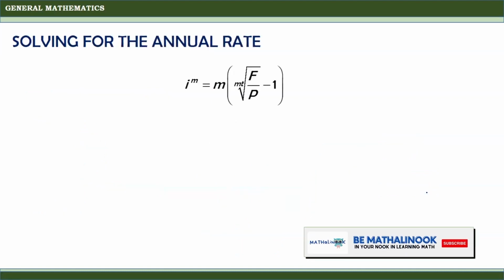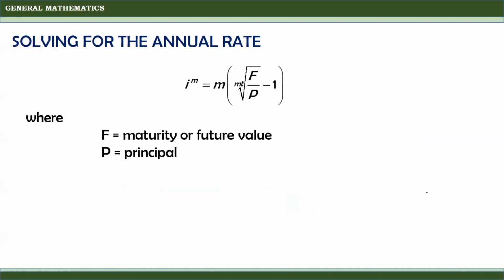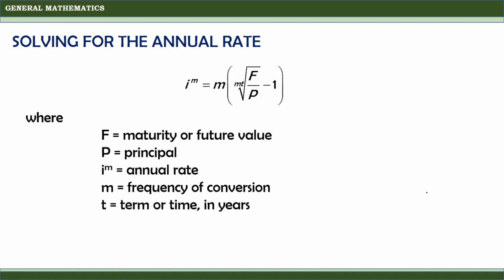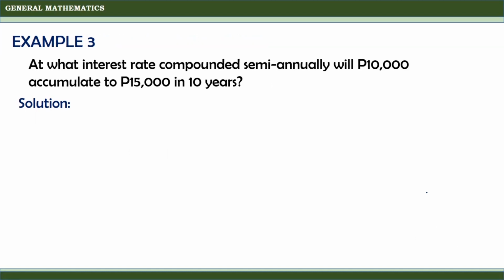This time, let us solve for the annual rate. The annual rate represented by IM is equal to M times the MT-th root of F divided by P, minus 1, wherein F is the maturity or the future value, P is the principal or the present value, IM is the annual rate, M is the frequency of conversion, and T is the term or time in years. Let us take a look at this example. At what interest rate compounded semi-annually will 10,000 pesos accumulate to 15,000 pesos in 10 years?